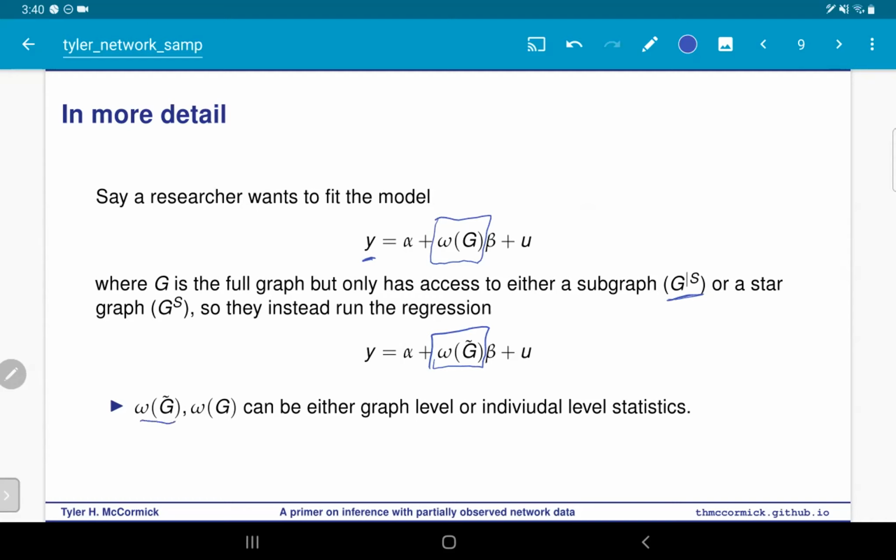This omega g and omega g tilde can be either graph level or individual level statistics. If they're individual level statistics, you might be interested in how, for example, someone's position in the network, say a local individual level centrality measure, relates to some health outcome, maybe a mental health index or something like that.